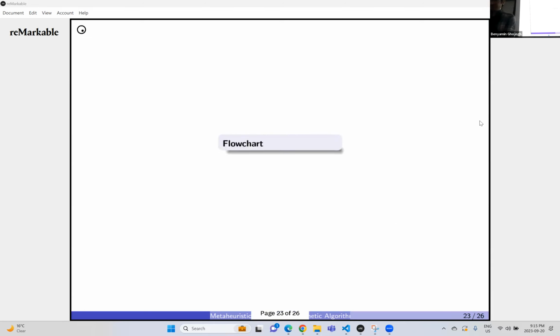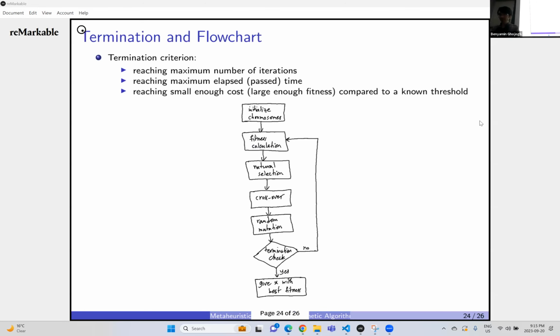The flow chart of genetic algorithm is this. So first off, with termination criteria, we have various things such as reaching maximum number of iterations or reaching maximum elapsed time, right? I don't want to optimize over 1 hour, for example.